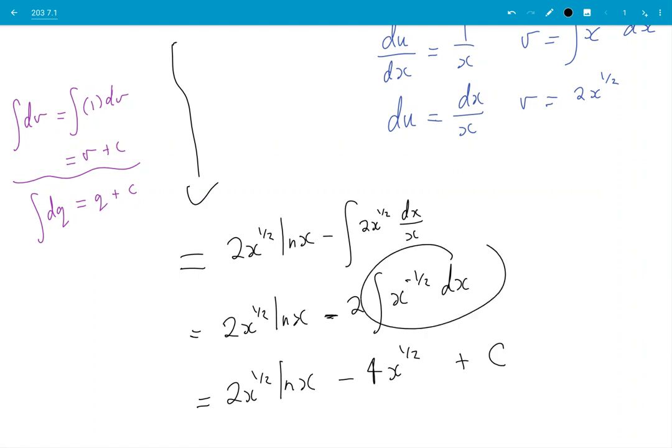Okay, so here I had to do power rule. Get this 2 again. So you get this 2 times the existing 2, giving you 4. So double check my answer. How did I do? Looks splendid.